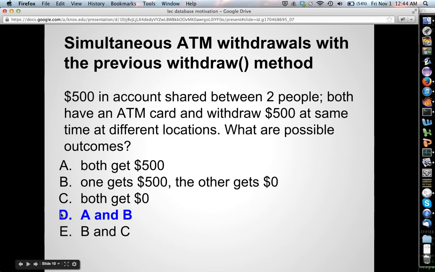So it turns out that A and B are both possible. It could be the case that one of them gets 500 and the other gets 0. And actually, since we're not specifying which is one and which is other, this actually covers sort of two cases. But it's actually possible that they both get $500, which they want, but the bank does not want. It's actually not possible that both are going to get $0. So B is obviously not surprising. A is actually surprising, because there's only $500 in the account. How can both of them get $500?